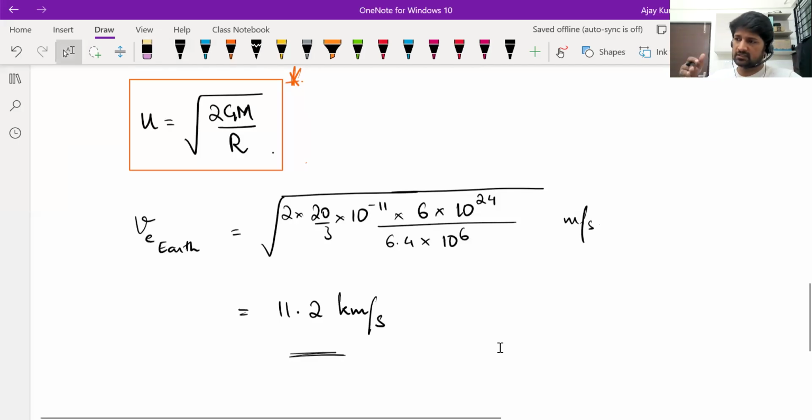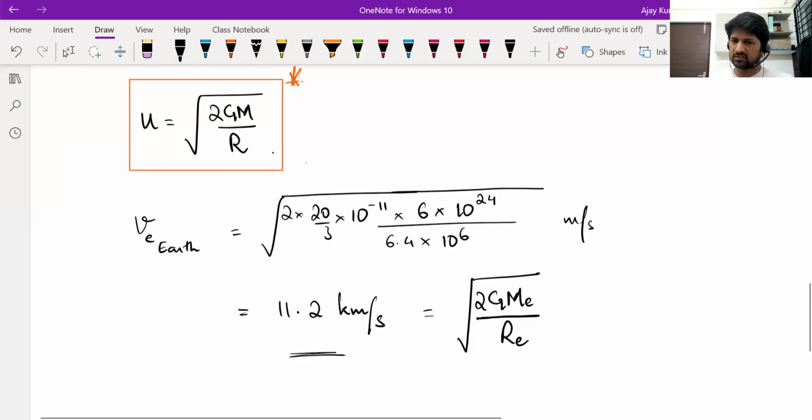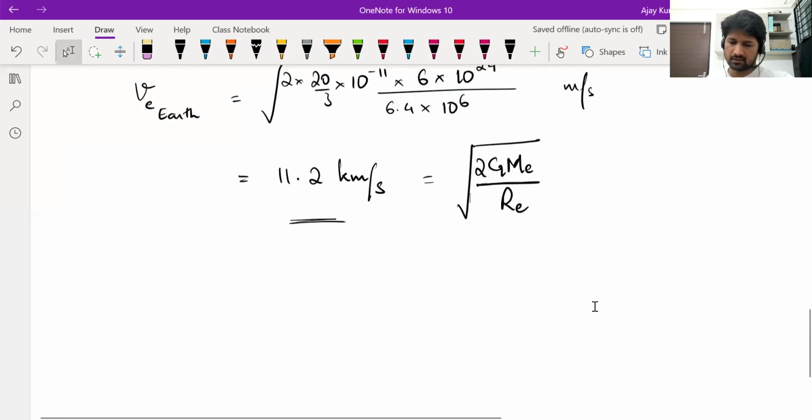Now, just like we had questions where I asked you to calculate acceleration due to gravity on other planets based on their mass and radius, you can be asked escape velocity on the surface of other planets. Escape velocity on the surface of Earth is 11.2 kilometers per second. So this is basically under root 2G mass of Earth divided by radius of Earth. So they can tell you that the mass of another planet is 10 times the mass of Earth, radius is so and so number of times. Find out escape velocity on that planet. Easy only, you can do it.